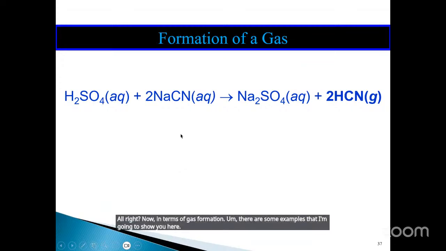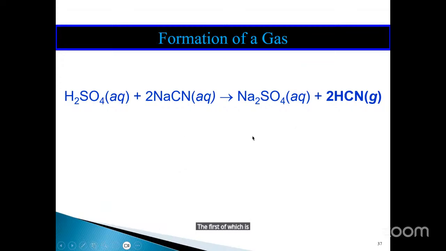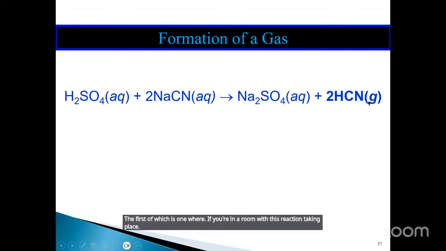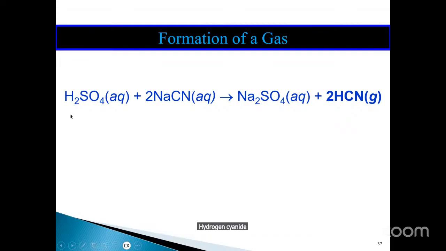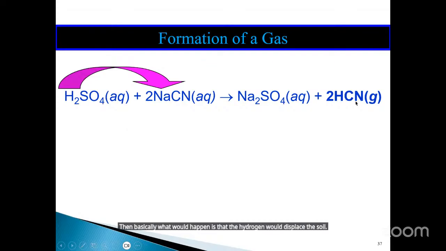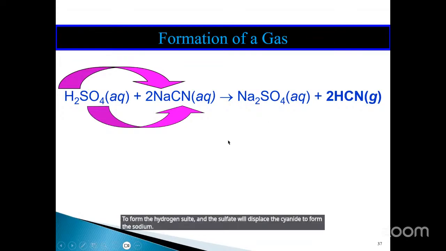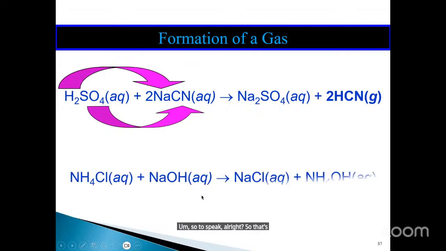The first of which is one where if you're in a room with this reaction taking place, you need to get out quickly because this gas is very toxic. Hydrogen cyanide, right? So sulfuric acid, if you add it to sodium cyanide, then basically what will happen is that the hydrogen will displace the sodium to form the hydrogen cyanide, and the sulfate will displace the cyanide to form the sodium sulfate. All right, so that's basically how that works.